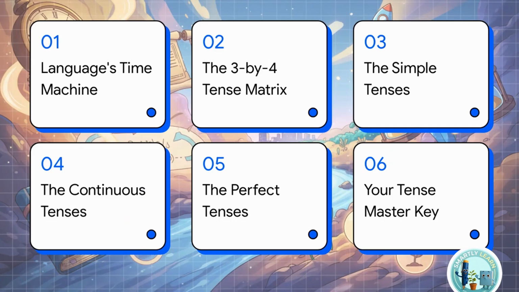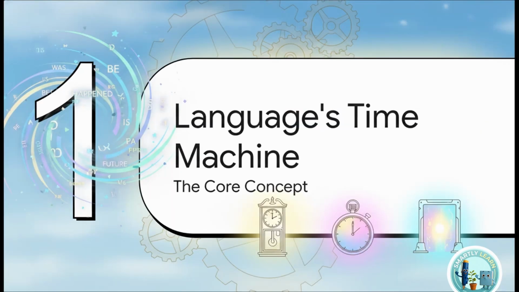Okay, so here's our roadmap. First, we're going to look at what makes this time machine tick. Then I'll show you the master map, a simple grid that cracks the code on all 12 tenses. After that, we'll dive into the simple, continuous, and perfect tenses. And finally, I'll give you a master key to make it all stick. You ready? All right, let's start at the beginning.